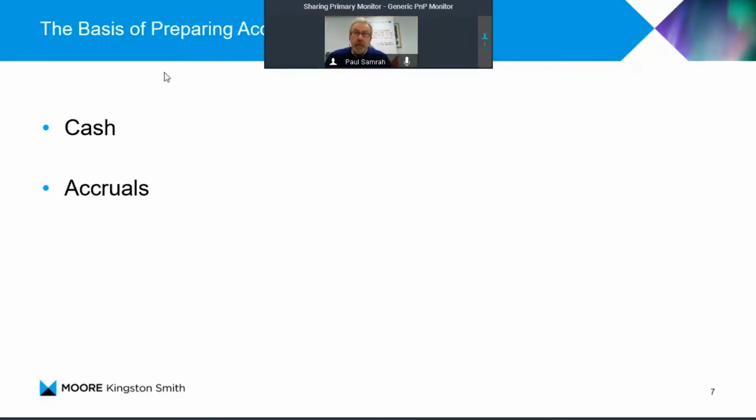So we come on to the basis of preparing accounts. There are two bases upon which you can prepare a set of accounts. One is a very simple way, very straightforward, and it is the cash basis. The other is more complex, and it's called the accruals basis. Cash basis is very, very straightforward and simple.